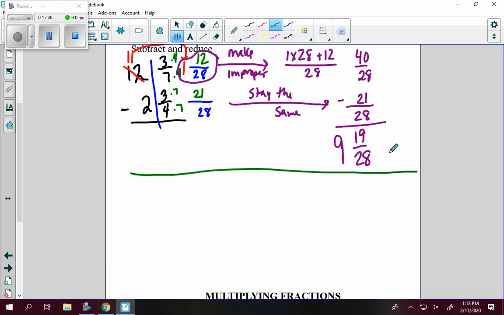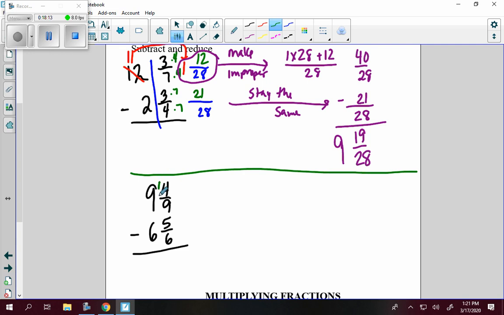The one that I want you to try goes like this. So now you can try 9 and 4/9 minus 6 and 5/6. Again, turn this off. See if you can do it, and come back and see what answers I got. All right, I want to continue.